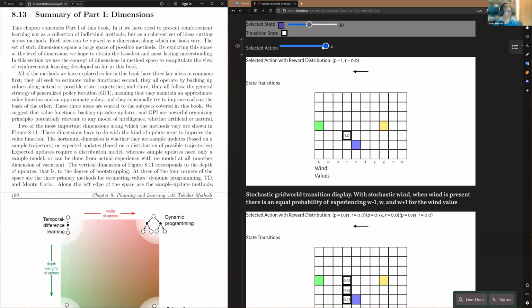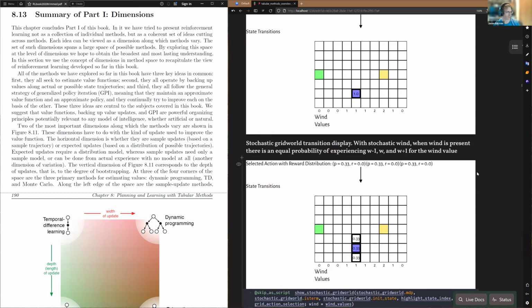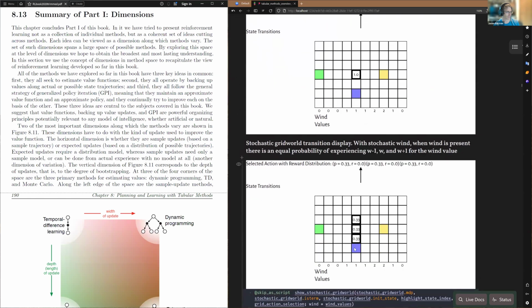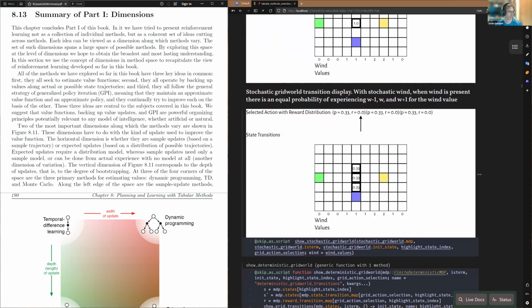And if I make the action right, you can see that. And if the action is down, it's the same thing because this is pushed up. In this case, because the wind value is 1, there's a chance of the wind being 0, which corresponds to this case. And here you only see the central value being possible. So that is the difference between a stochastic and a deterministic environment.